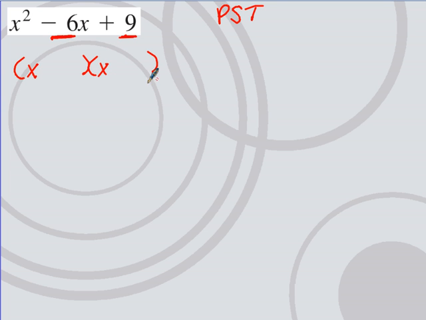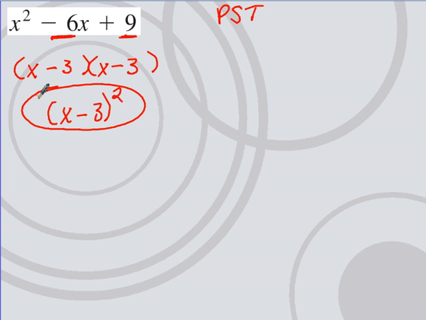X times x is x squared. Multiplies to give you 9, adds to give you negative 6 would be a negative 3 and a negative 3. What we mean by a perfect square is, well, look, it factored into 2 of the same thing. So you could actually write that as x minus 3 squared. Again, the way that you can recognize to see if something is a perfect square trinomial, if you can half this and square it, and it gives you this, it's going to factor out like that. Half of negative 6 is negative 3. Negative 3 squared is 9.